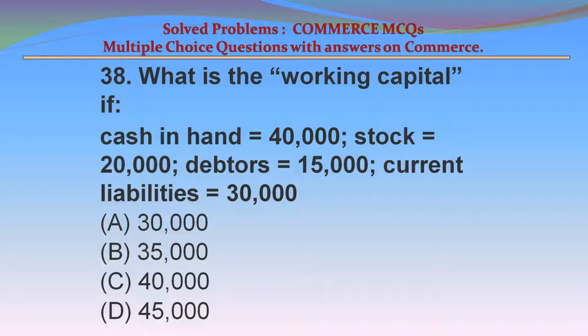38. What is the working capital if cash in hand is equal to 40,000, stock is equal to 20,000, debtors is equal to 15,000, current liabilities is equal to 30,000? Option A, 30,000. Option B, 35,000. Option C, 40,000. Option D, 45,000. Answer D, 45,000.